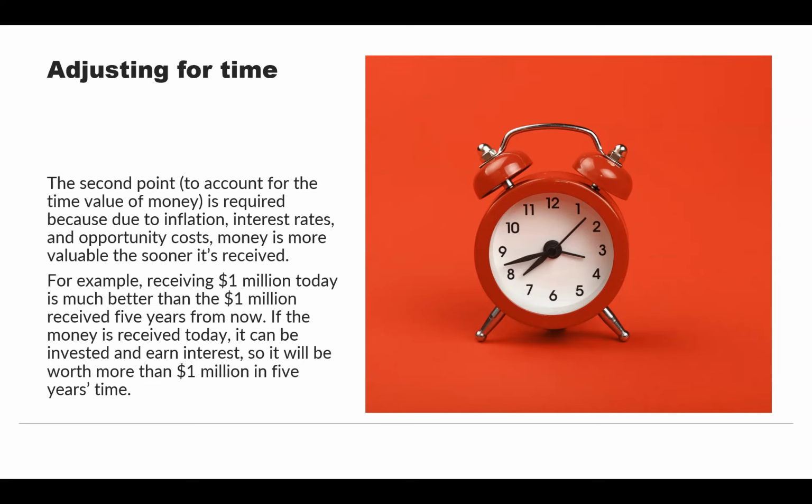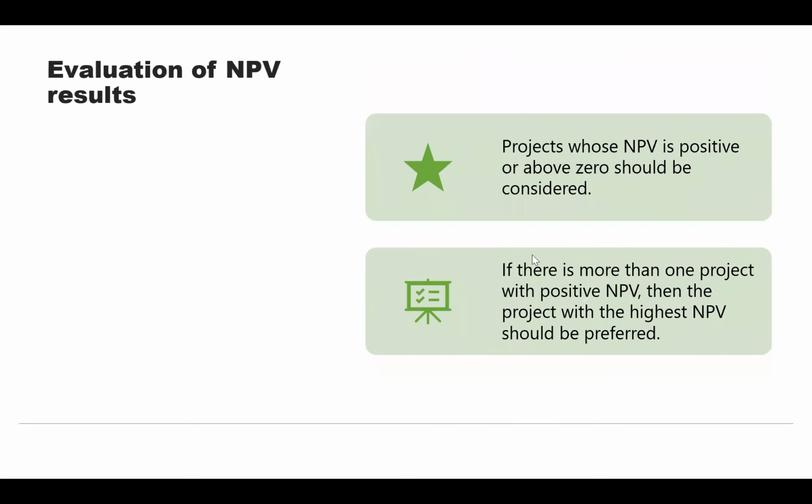So that's the other reason we use the discount rate and net present value. So one way to evaluate a net present value calculation is a project whose net present value is positive, or above zero, should be considered, because if you've got a positive net present value, you have fully accounted for the opportunity cost, inflation, or risk. Now, it's a project that passes that test. And if you have more than one project that have positive net present value, the project with a higher net present value should probably be preferred.